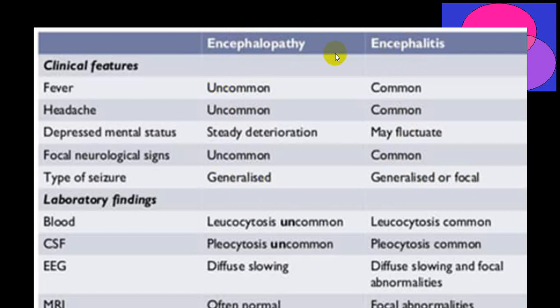Laboratory findings, we have already told you, will be more common with encephalitis, like in blood and CSF. EEG will show generalized findings in encephalopathy, while it will be localized in encephalitis. MRI will by and large, a good number of times, be normal in encephalopathy, but in encephalitis, always and always you will get some focal damage which will be detected by MRI or CT scan.